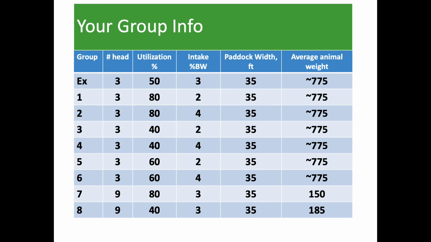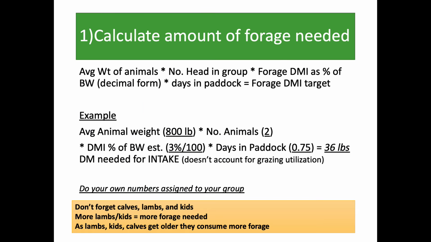Everyone good? All right, so we need to calculate the amount of forage that our animals need. How much are they actually going to need to eat? At this point, we're not worried about what's actually in the field. We're worried about what the animals actually need. So in order to do that, I need to know the average weight of my animals, which you'll have. The number of head in the group, which you have. Their forage dry matter intake, which you've got in your table, and that is in a decimal form, so that's one thing that we'll work through. And then the days in the paddock.